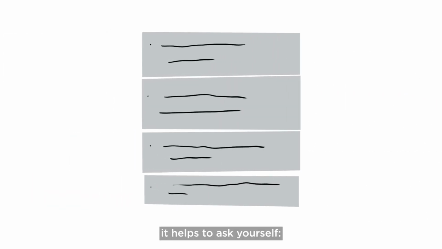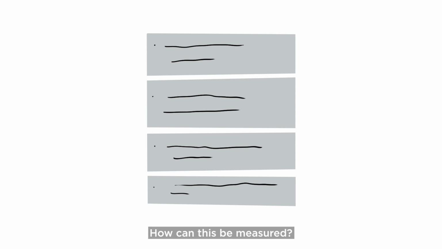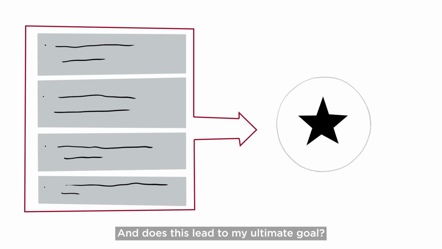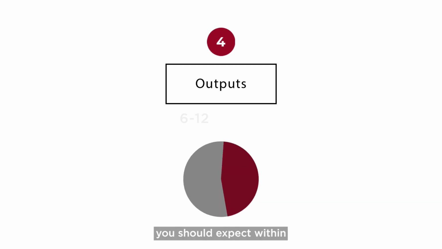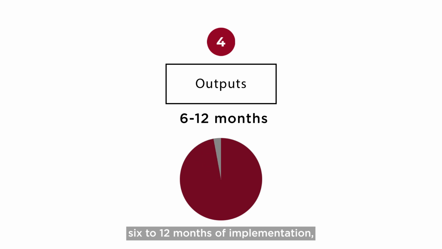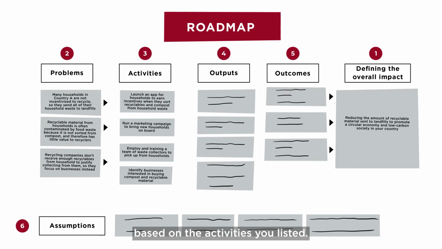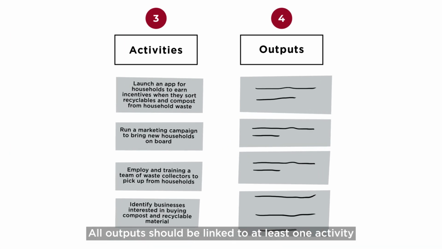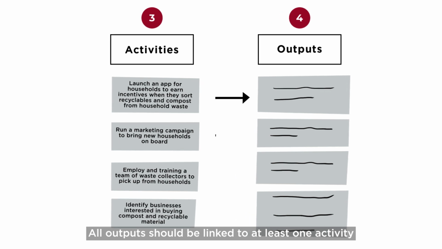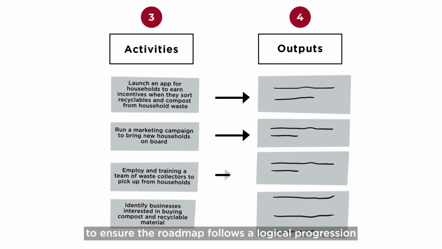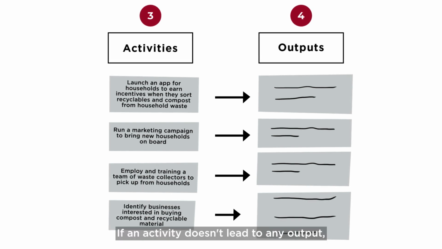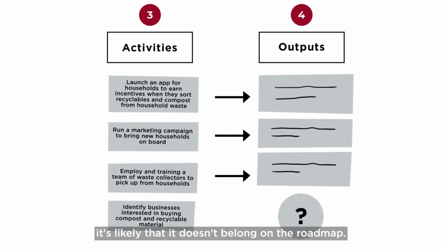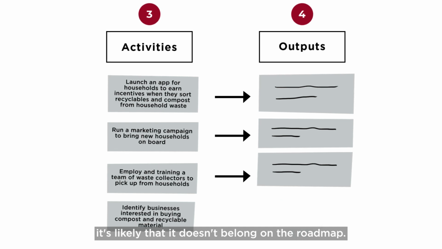For each box, it helps to ask yourself, how can this be measured? And does this lead to my ultimate goal? Step 4 looks at the short-term results or outputs you should expect within 6 to 12 months of implementation, based on the activities you listed. All outputs should be linked to at least one activity to ensure the roadmap follows a logical progression from start to finish. If an activity doesn't lead to any output, it's likely that it doesn't belong on the roadmap.